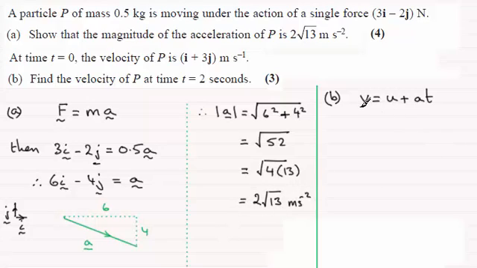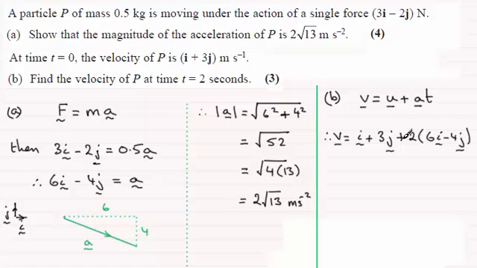So therefore, if we change this to vector form, we've got v equals u plus a times the scalar t. And so when it comes to working out v, it will be equal to u. We're told that at time t equals 0, the velocity is this, so that will be the initial velocity. So that's going to be i plus 3j, and then it's plus t times the acceleration. t, we're told, is 2, so it's 2 times, and we've just worked out the acceleration vector here, 6i minus 4j.